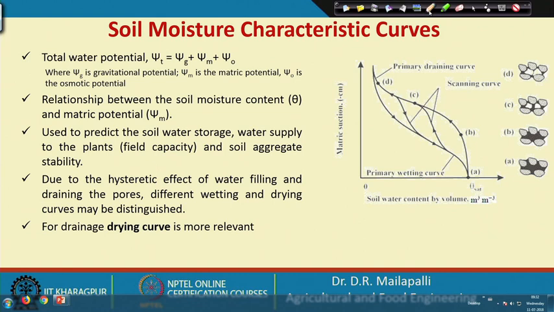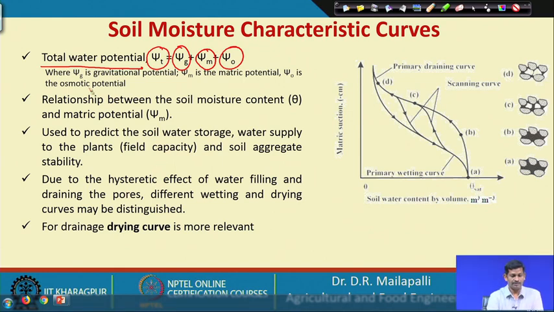Okay, the soil moisture characteristic curve. Before that, the total water potential is equal to the gravitational potential, matric potential and osmotic potential. These three potentials we experience. The soil has gravitational potential when it is in saturated condition, and then once it is at field capacity, the matric potential, and of course, the osmotic potential if there are salts.